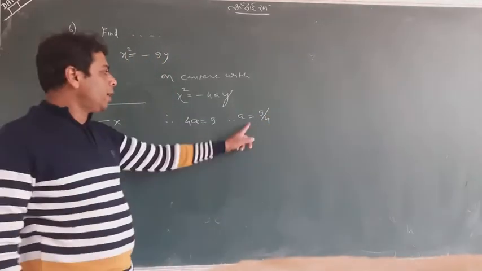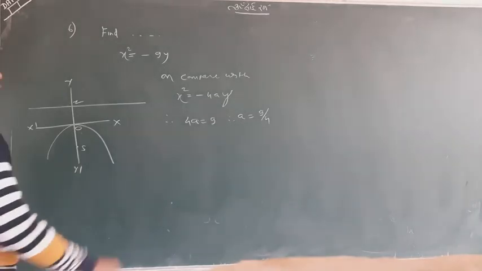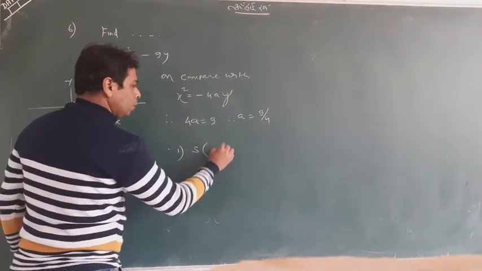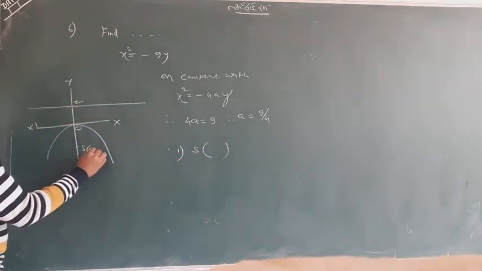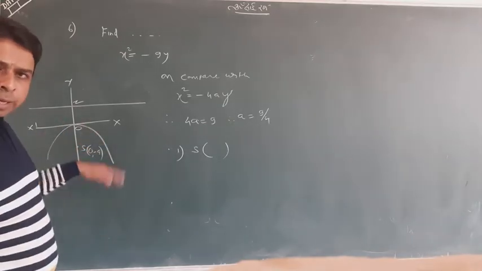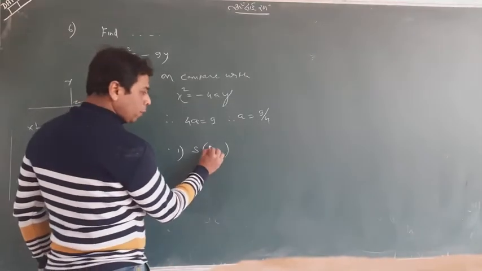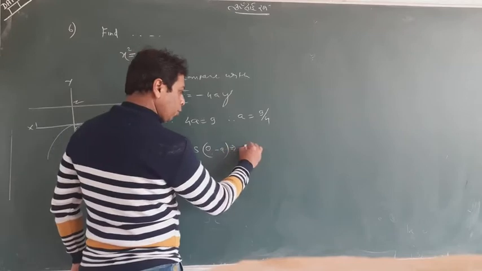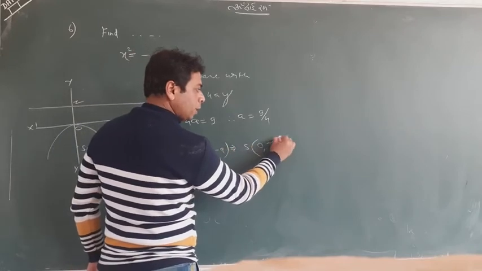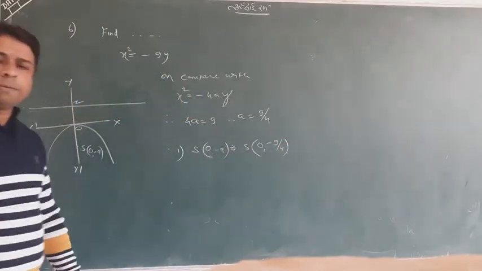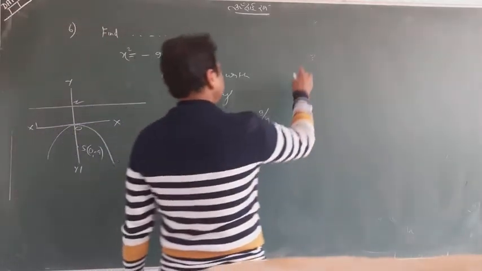So after getting a equal to 9 by 4, you first go with the focus. You should know that the focus is (0, -a) because it is on the downside of the x-axis. So write the focus (0, -a). So the focus will be (0, -9/4). First answer done.